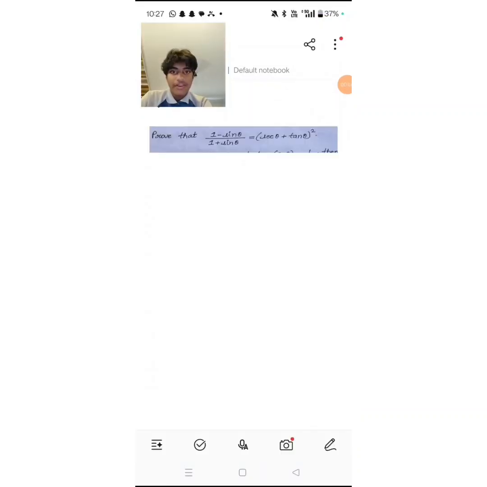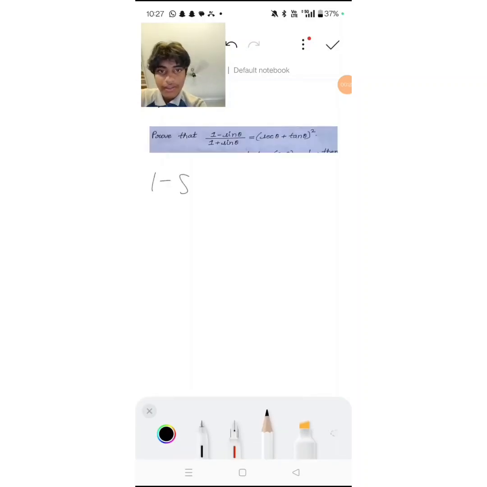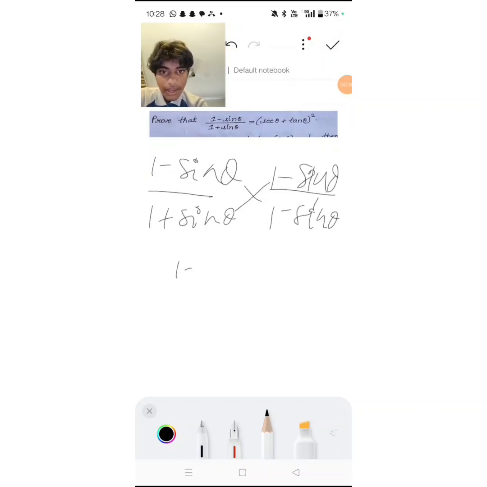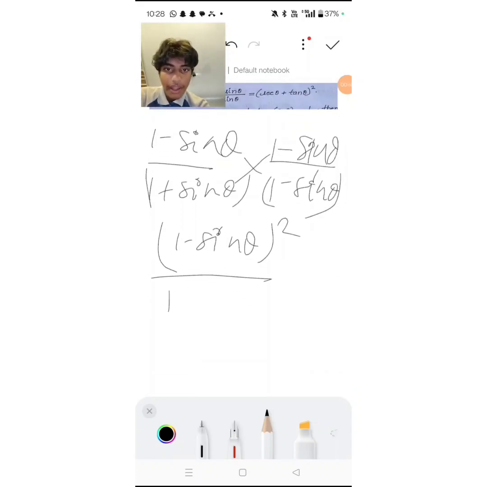Okay, now we have our LHS as 1 minus sin theta by 1 plus sin theta is equal to our RHS, secant theta plus tan theta, the whole square. In this case, I'm going to rationalize it. So 1 minus sin theta upon 1 plus sin theta times 1 minus sin theta upon 1 minus sin theta. This becomes 1 minus sin theta, the whole square, upon, that's a plus b, a minus b, so a square minus b square, which is just 1 minus sin square theta.